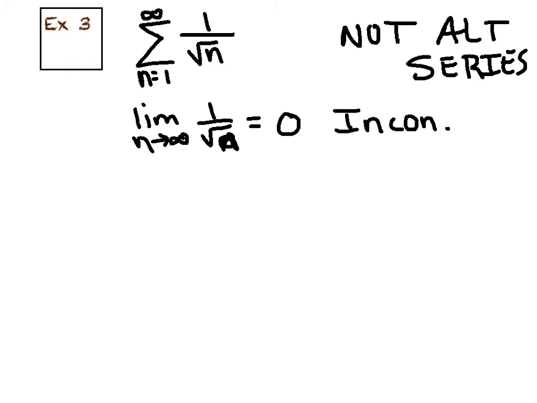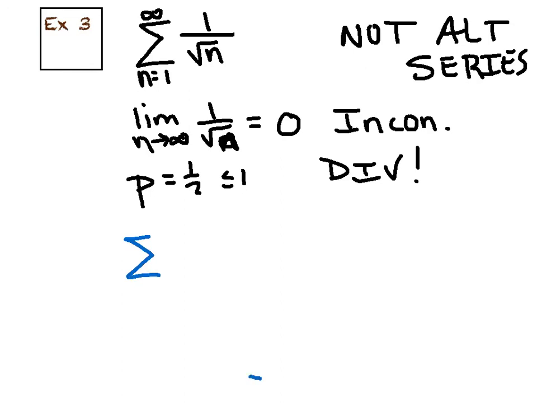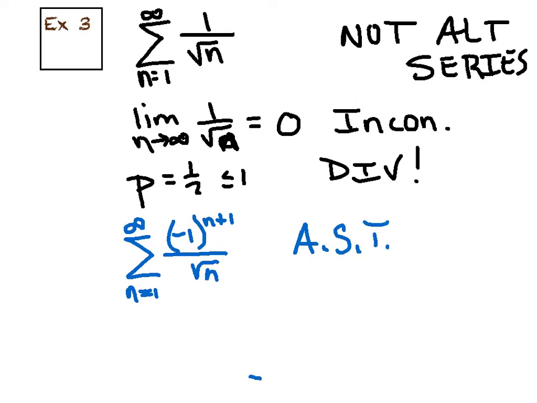In fact, we'd go one step further and say, well, yeah, the p-value is 1/2, and that's smaller than or equal to 1, and therefore it definitely diverges, okay? However, we're going to swoop in here, and I'm going to create a new series, and it's going to happen to be an alternating series that looks very similar to the first one. It just happens to be the alternating version. And now, because it's an alternating series, we can apply the alternating series test.